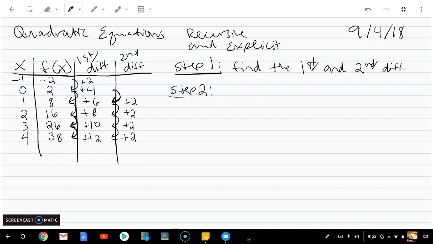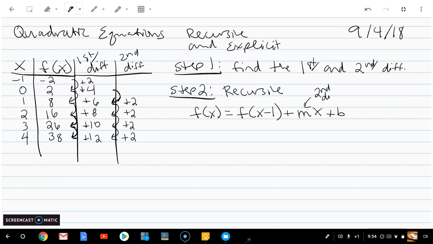Well, we're going to do the recursive first. So for the recursive equation, we know the general format already is f of x equals f of x minus 1 plus mx plus b. This was in your foldable, and we've done it in class a bunch. Remember, your m is the second difference, and your b is the first difference at f of 0, or at the y-intercept.